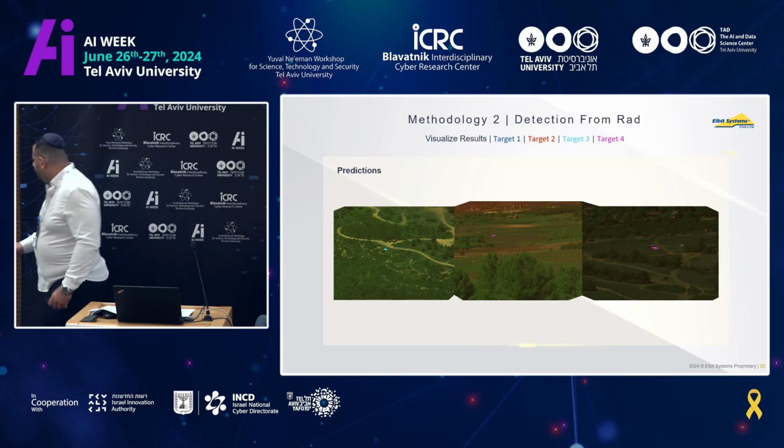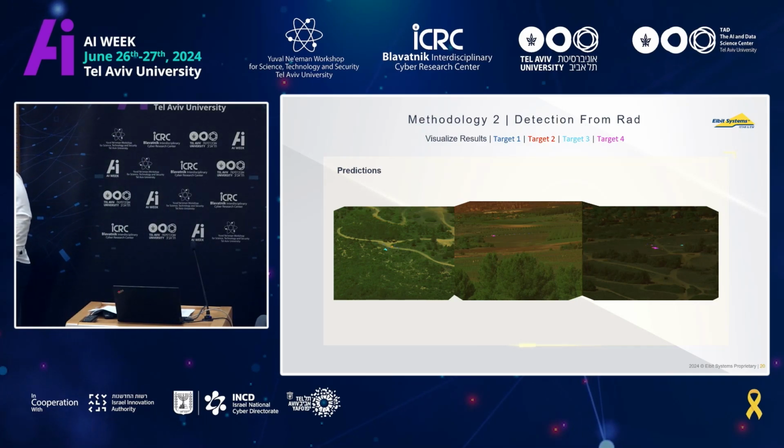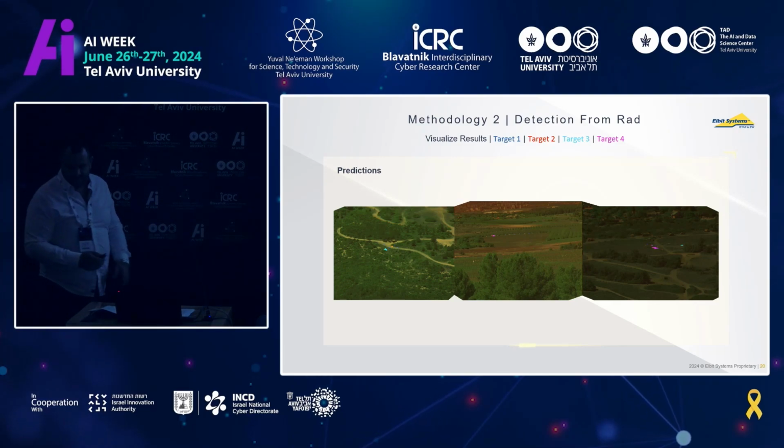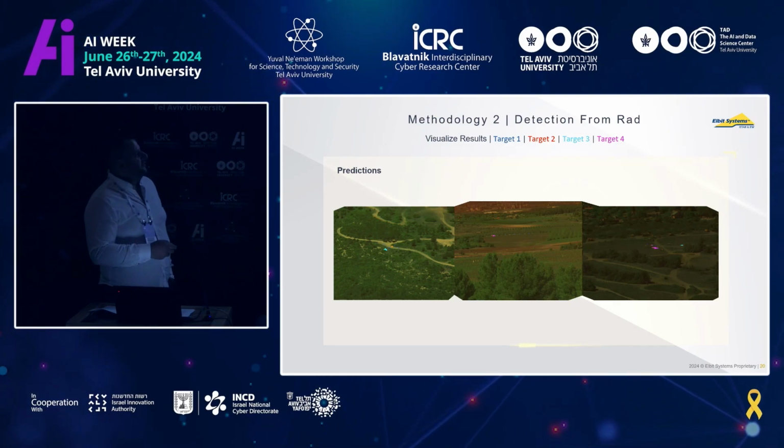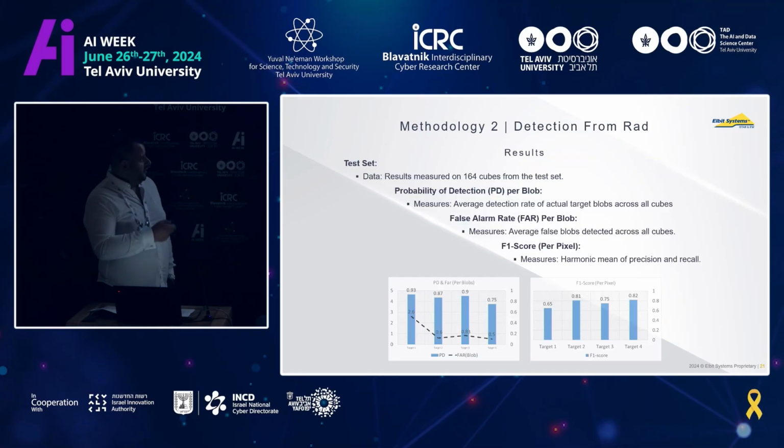Let's turn off the lights. Okay, here you see the predictions, the segmented targets, and metrics to evaluate. We can see PD and F1 score. PD, I need to hurry. PD is over 90% average on all targets with low FAR, false alarm rate, and F1 score is average 80%. We'll see a very short video that shows everything, and we will finish.